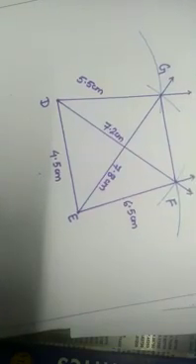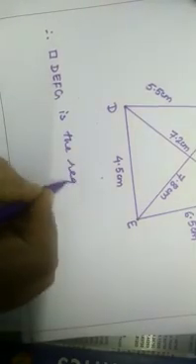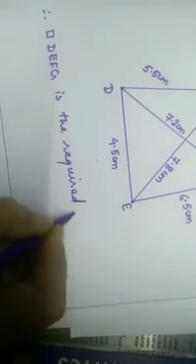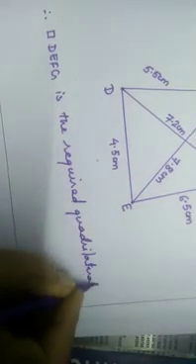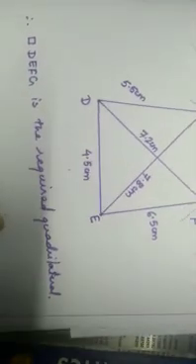Therefore, quadrilateral DEFG is the required quadrilateral. It's very easy when all the sides are given. Okay children. So see here, such type of construction we have done. This is the construction part, this is the rough part, and this will be your answer.